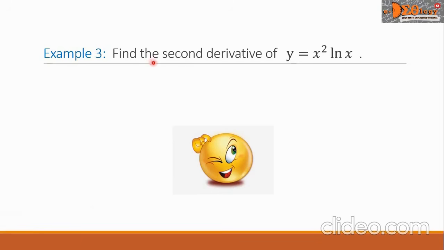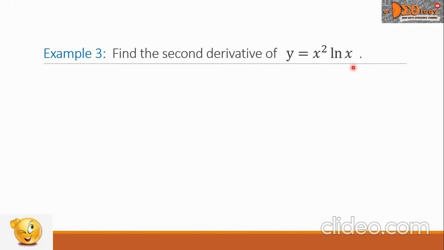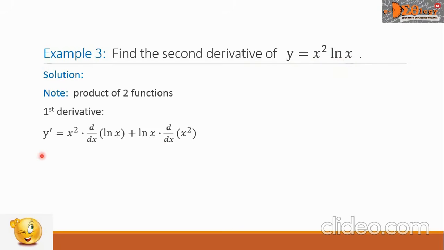Example 3, find the second derivative of y equals x squared times ln x. For our solution, we take note that here we have a product of two functions again. The first function is x squared. The second function is ln of x. So let us take now the first derivative. We have y prime equals x squared, that is the first function, and then multiplied by the derivative of the second function.